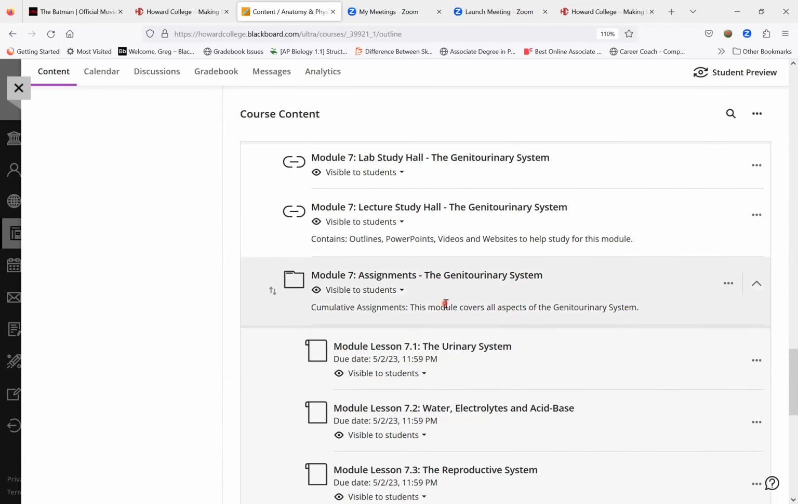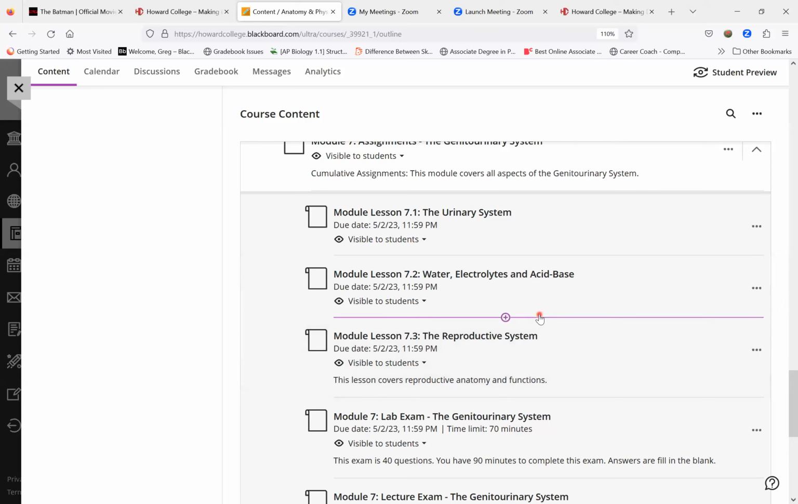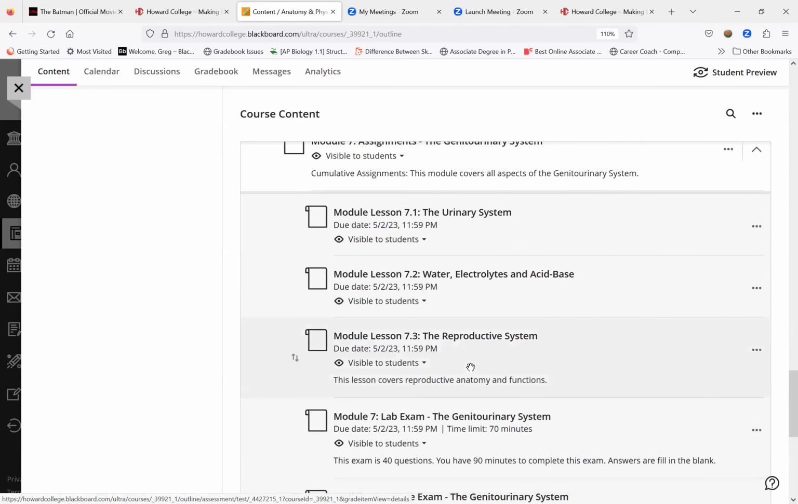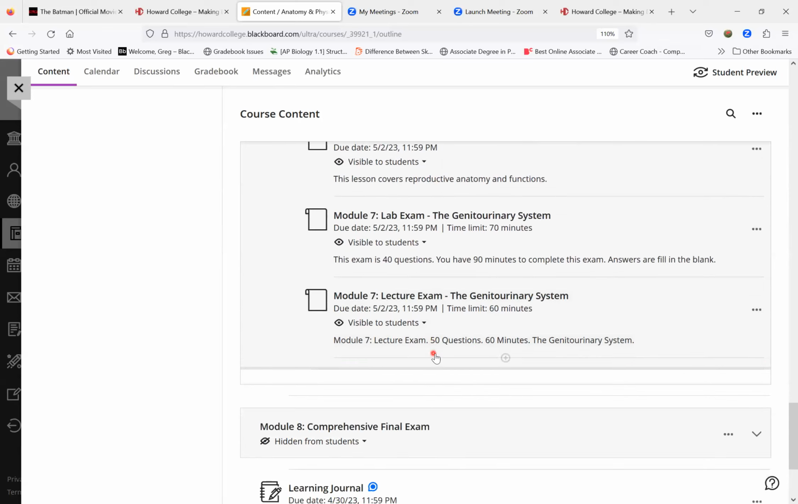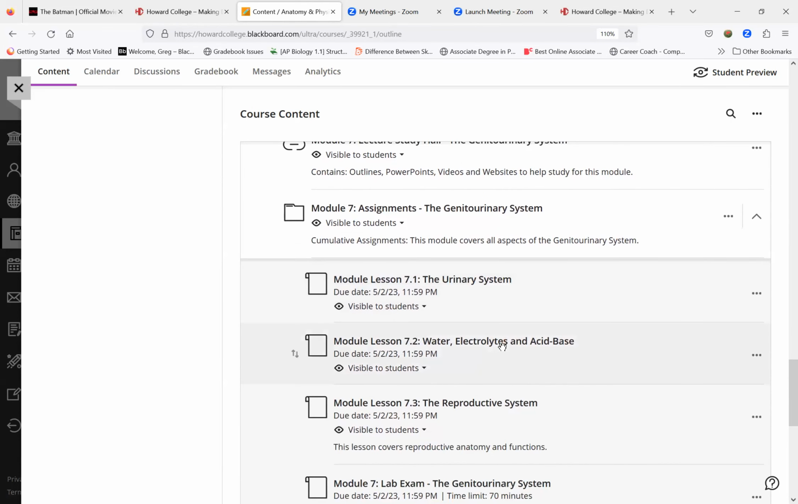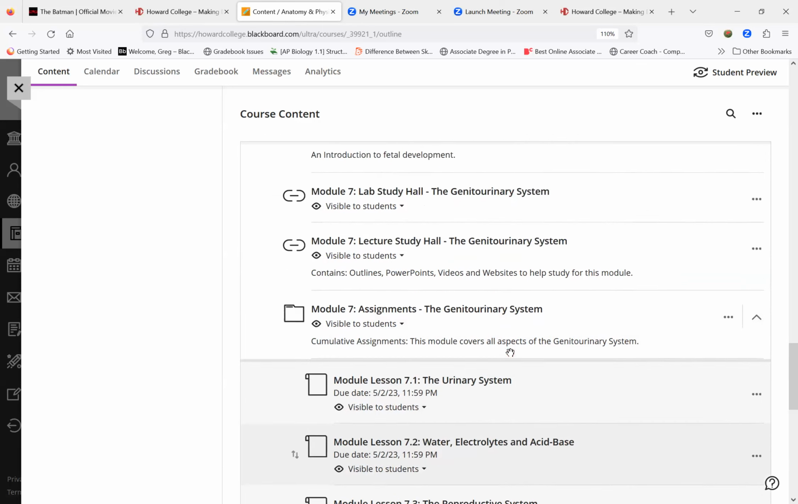And then under the assignments, there is not a research assignment. That was only under the last one, module 6. So this section does not have a research assignment. There are 3 lessons, and then here is the lab exam, and then here's the lecture exam. So there are 5 assignments in this particular module. Once you have finished those, all the module assignments, you're done with them.